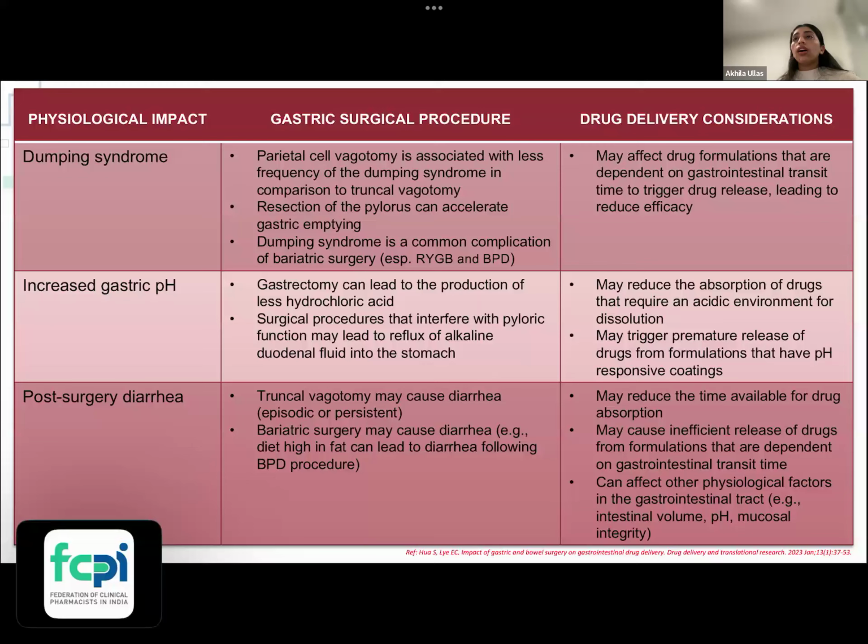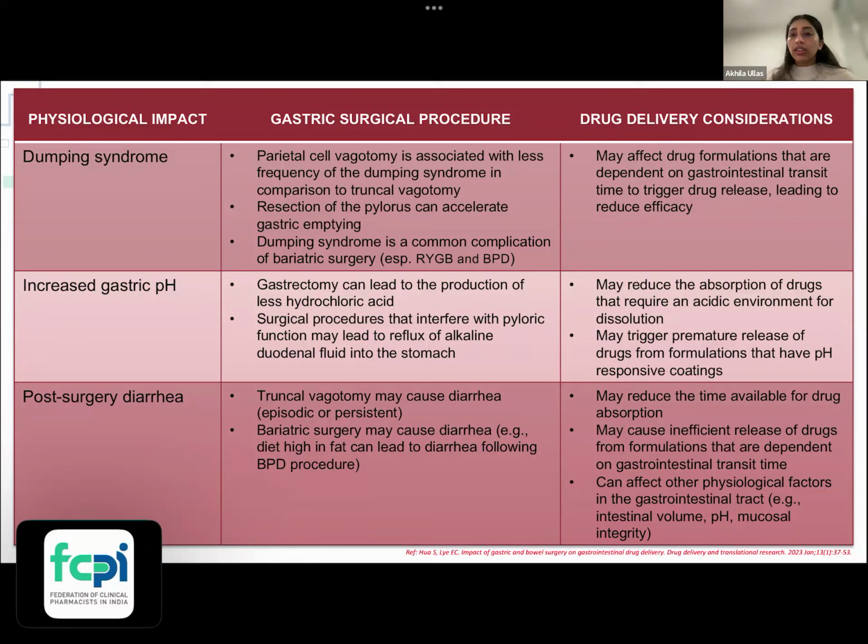Okay, so what is the pH of our stomach? The normal pH should be less than 7. If it is 3 to less than 7, that is acidic. If it is more than 7, it is alkaline. So in this condition, the pH can change, and this will affect the drug release of the particular drug.